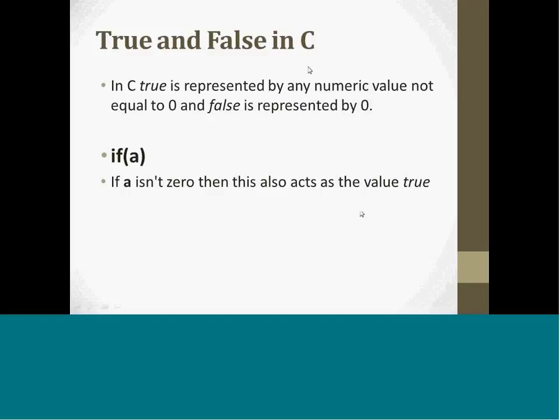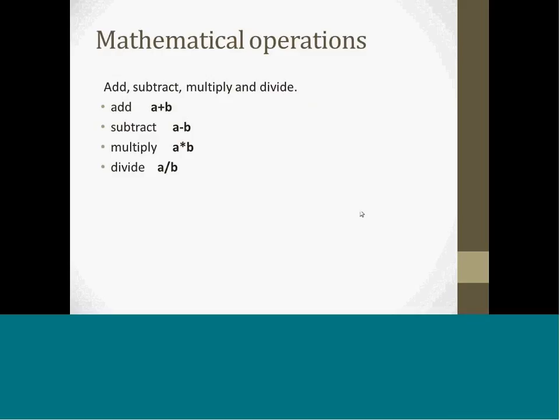Next, true and false in the C language. True is represented by any numerical value that is not equal to 0, and false is represented by 0. With a statement like if a is not equal to 0, the statement is true. If a is 0, then the value is false. That's true and false in the C language.